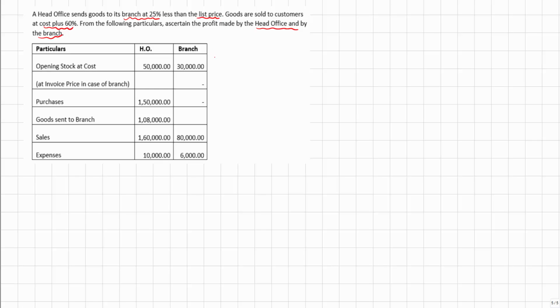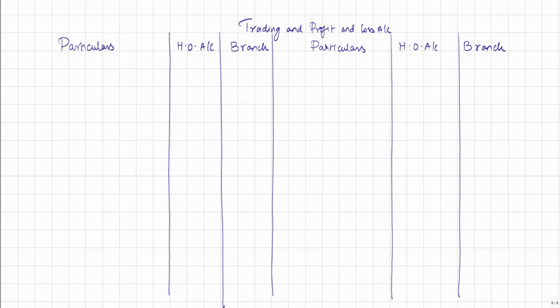We have particulars: opening stock at cost in case of HO, whereas in case of branch it is at invoice price, and that is 30,000. Then we have purchases, which is 1,50,000, goods sent to branch 1,08,000, sales at HO and branches are available, then expenses are available. So we basically have to ascertain what is the profit. For that we have to prepare the trading and P&L account of HO and branch. Let's do that. So let's get started.